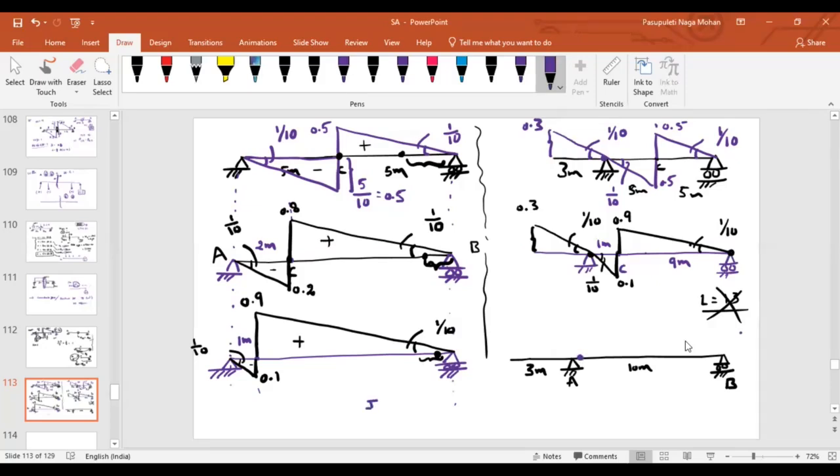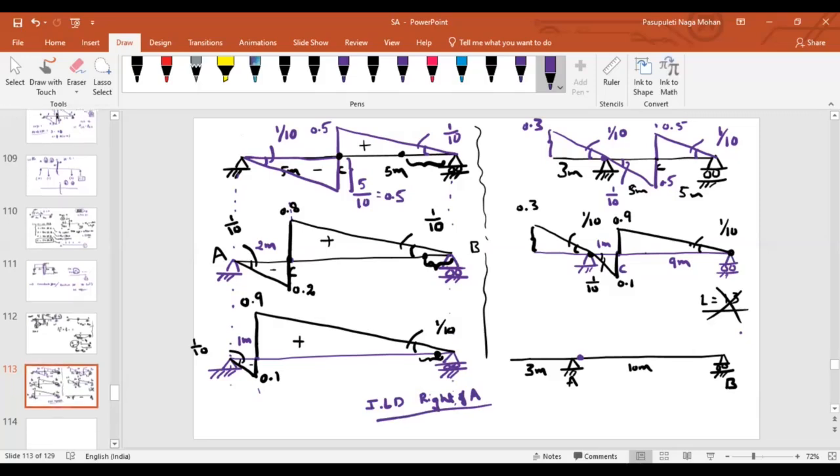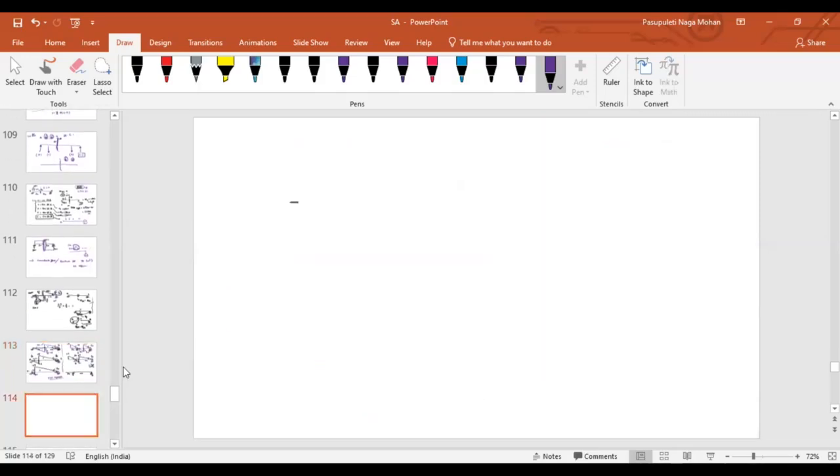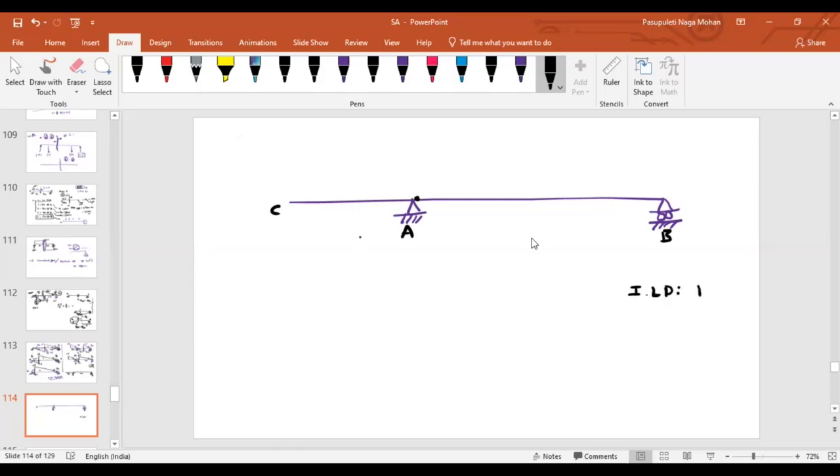Now I am drawing ILD for right of point A. Imagine ILD for right of point A. Just for clarity, I am drawing the diagram here. Can you look at the point that I have represented just next to point A? Let us say somewhere very, very near it. Can you tell me how the deflected shape will be? ILD for shear force, how will the diagram look? Follow the same concept.